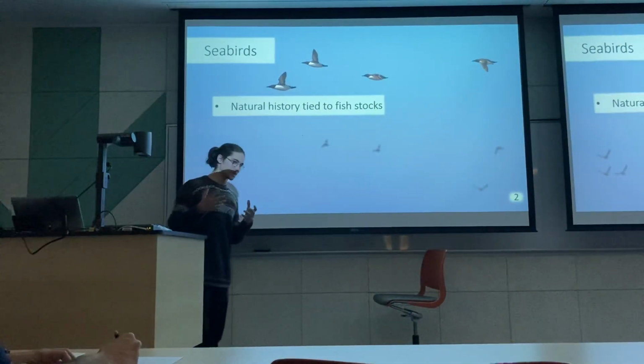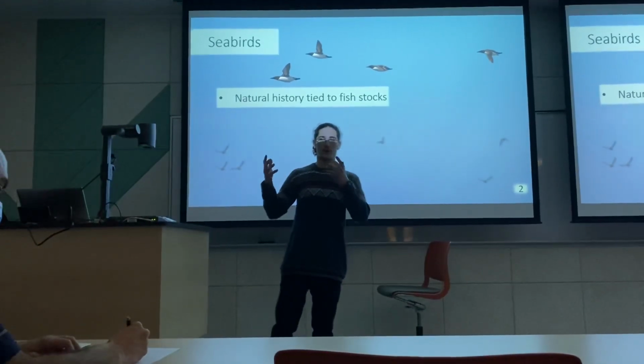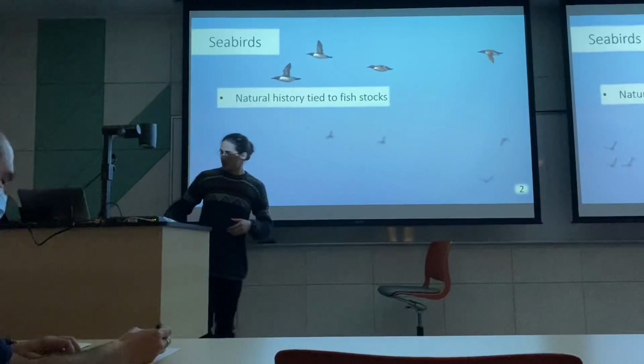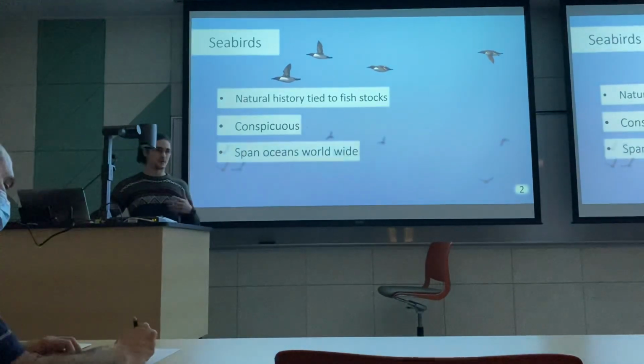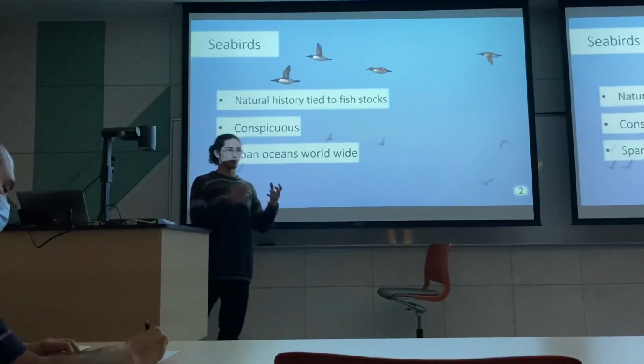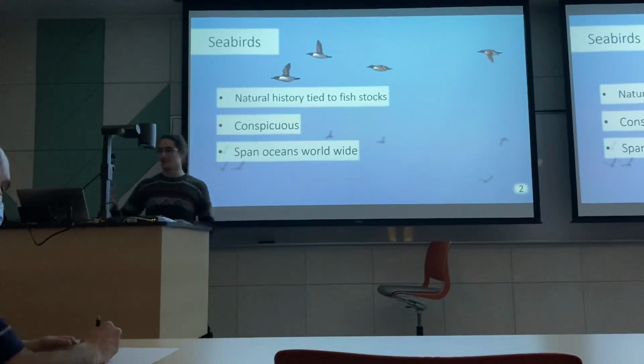Well, their natural history is linked to fish stocks. They're linked to the health of the oceans. The health of the population will be dependent on the health of the oceans in which they forage. They are conspicuous and span the entire globe, so they are easy to study, and something that is relevant somewhere on Earth can be applied somewhere else, because oceans are everywhere and seabirds are everywhere.